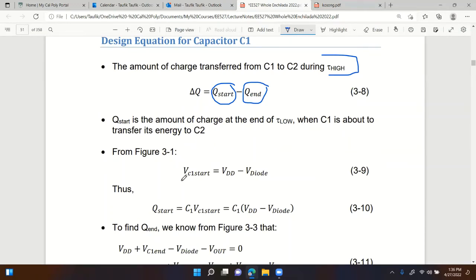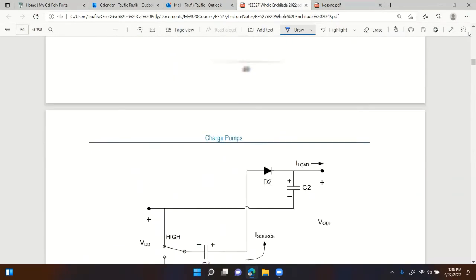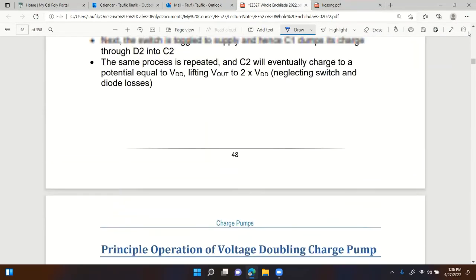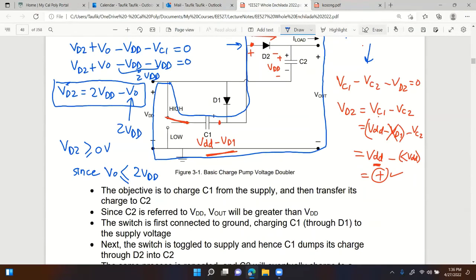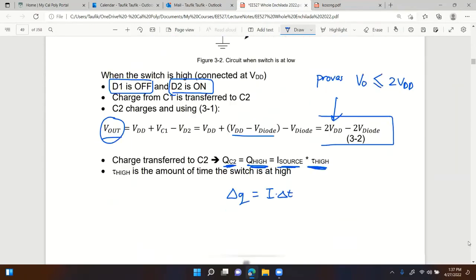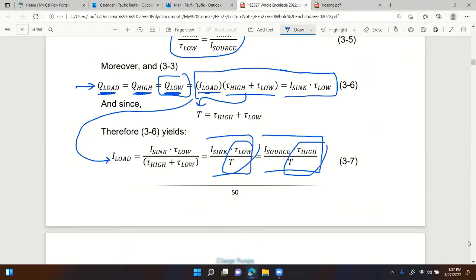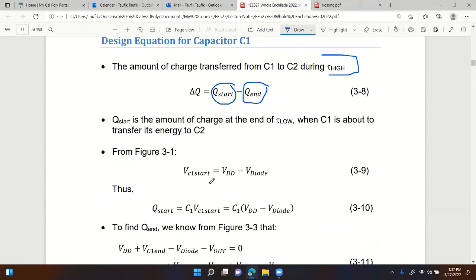From figure 3-1, VC1 start is equal to VDD minus V diode. That's the small loop right here, the one I showed you earlier. It's kind of clouded right here. This loop right here. Okay, let's go back. So VC1 start is equal to VDD minus V diode.